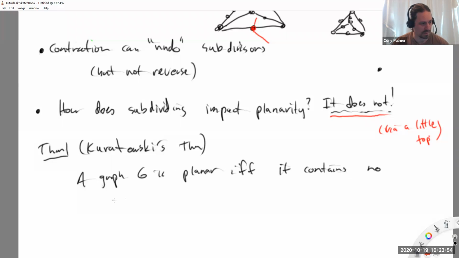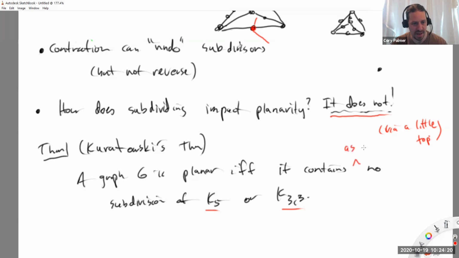it contains no subdivision of K5 or K33. So K5 and K33 are super important here, right? Somehow they still are the only impediments to planarity, except it's not just these, but as subdivisions, and it can't contain any subgraph. So let me emphasize as a subgraph. Remember, when we say contains a graph, it means as a subgraph. So you're planar if and only if you have no subgraph isomorphic to a K5 or K33 subdivision.